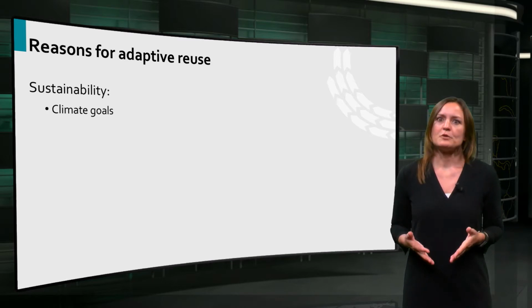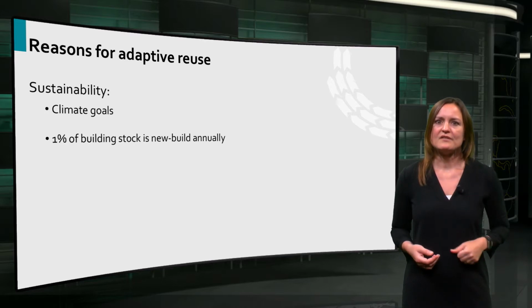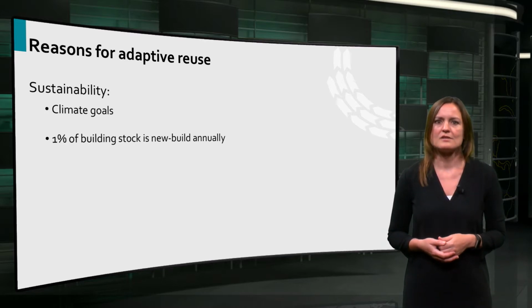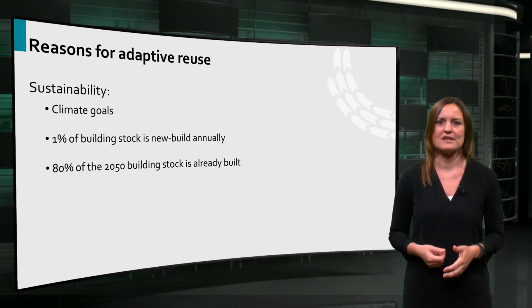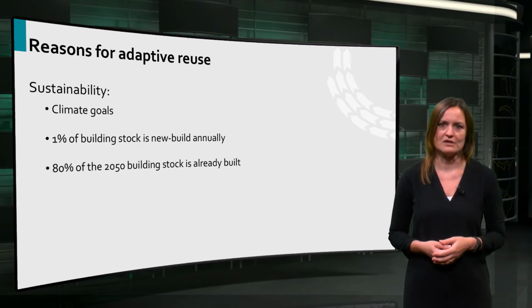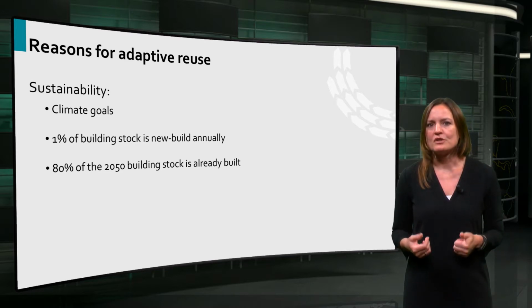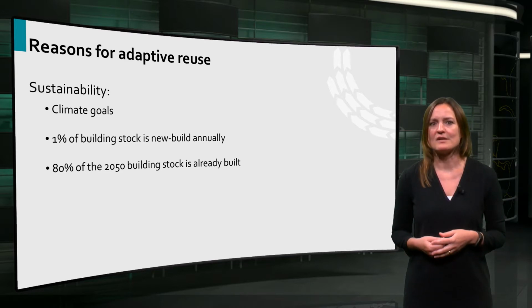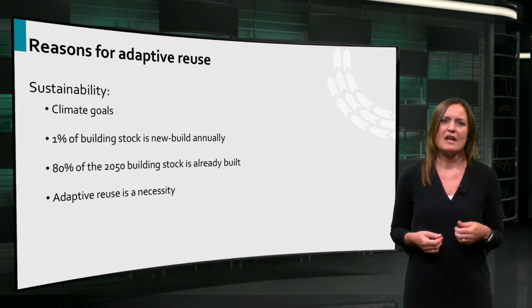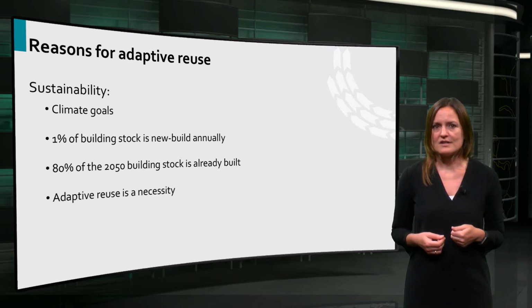In the whole developed world, only 1% is added to the real estate stock yearly. 80% of the buildings we need before 2050 are already built. So surely, if we want to achieve the climate goals that we have set ourselves, adaptation and renovation of the existing stock is a necessity.